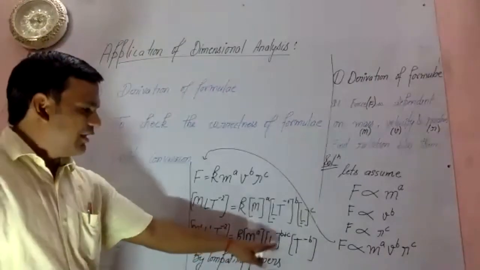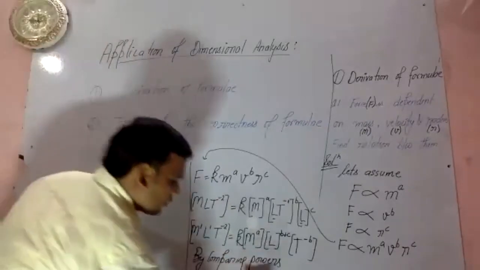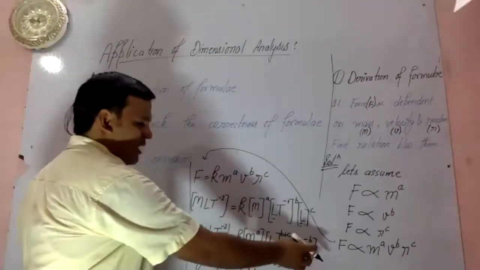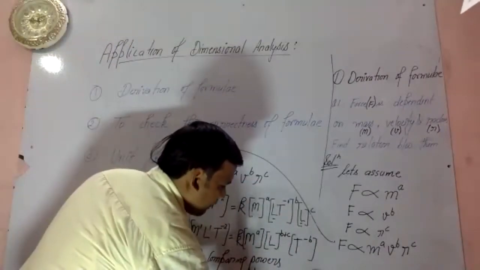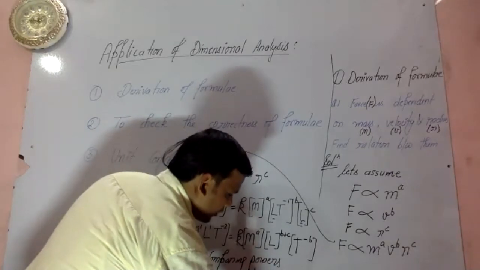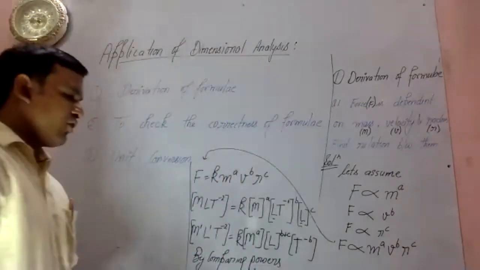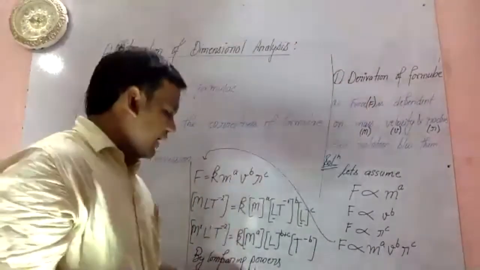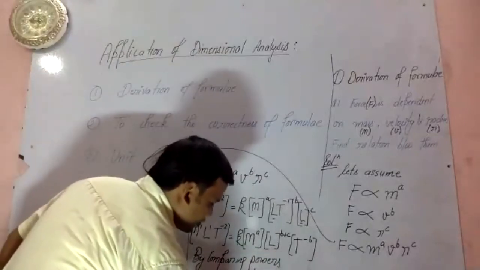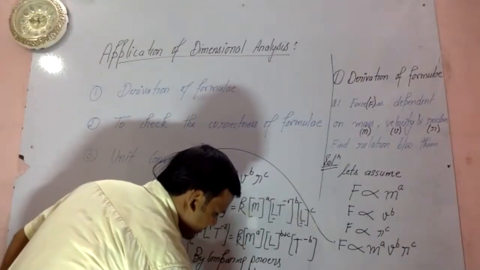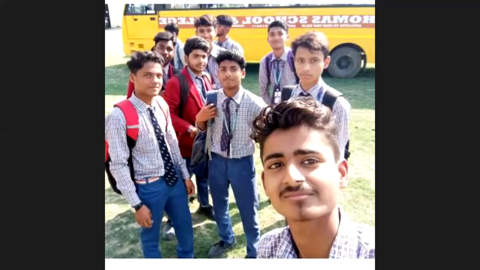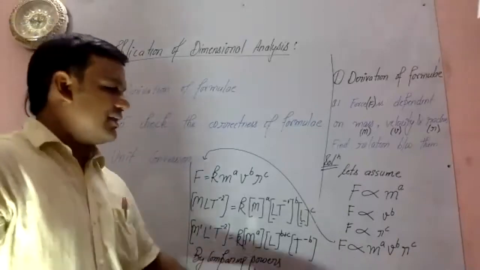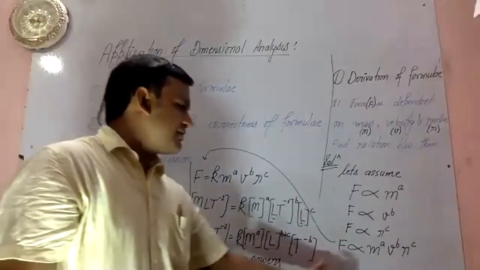And what about the L? It is B plus C and it is 1. So you can write here B plus C is equal to 1. And from the T to the power, minus B and minus 2, you can write minus B is equal to minus 2. So B is equal to 2. If you got the value B is equal to 2, you can put it in the equation B plus C and get the value of C. Here it will be 2 plus C equal to 1, so C will be minus 1. Now you got the values of A, B, and C.